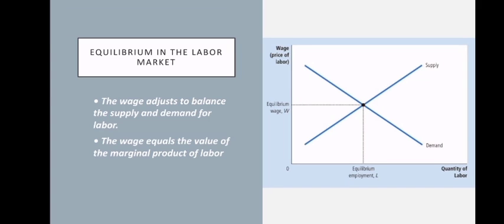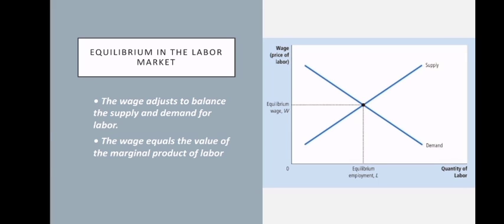Equilibrium in the labor market. Two facts about how wages are determined in the competitive labor markets. The wage adjusts to balance the supply and demand for labor, and the wage equals the value of the marginal product of labor.